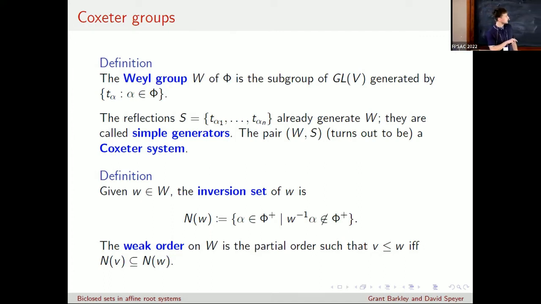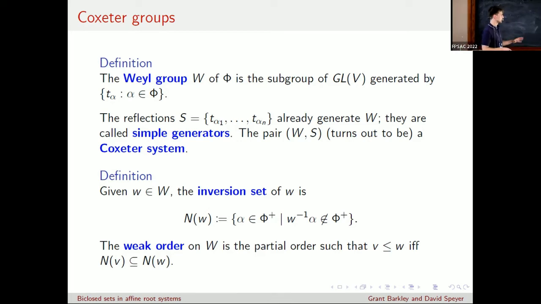Okay, and so it turns out we don't need all of the reflections to generate the Weyl group. We just need the ones that correspond to our chosen basis that we were looking at earlier, the alpha 1 through alpha n. And if we just look at the reflections over those, those are called the simple generators. And so the pair consisting of the abstract group W and these generators of W turns out to be something called a Coxeter system, which means it has really nice formal group theoretic properties. And it turns out that these properties are inherently tied to the properties of root systems.